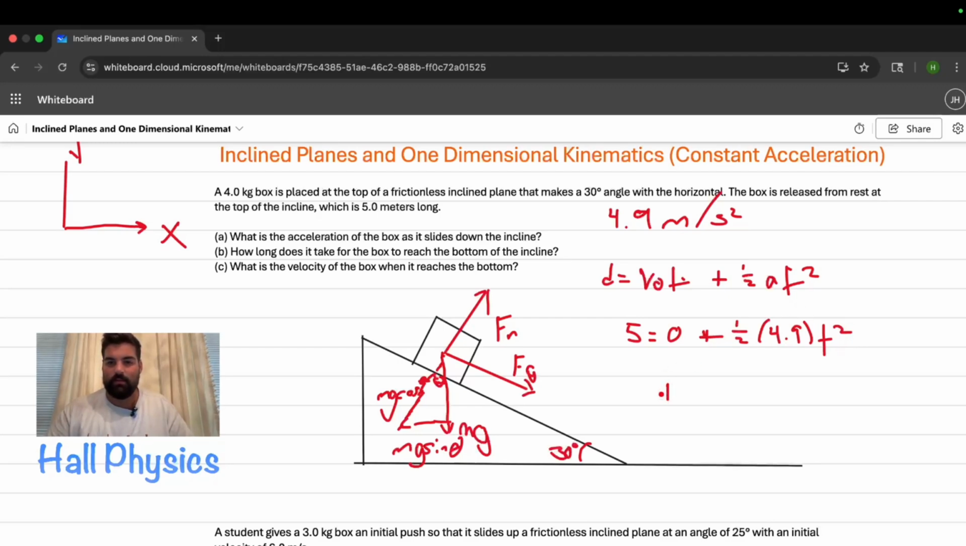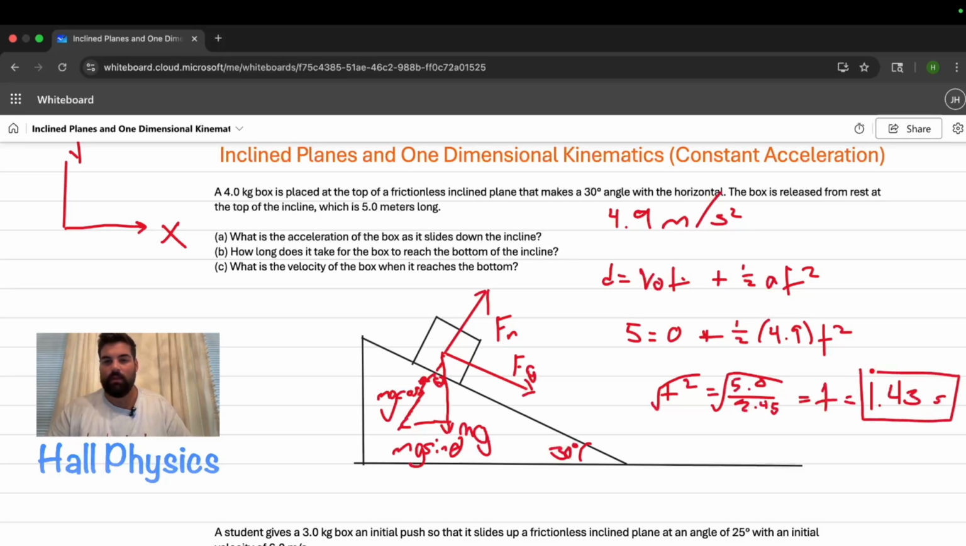I should end up with t squared equals 5 divided by 2.45. Okay, square root both sides. We should get t is equal to 1.43 seconds. So that will be the answer to part B.